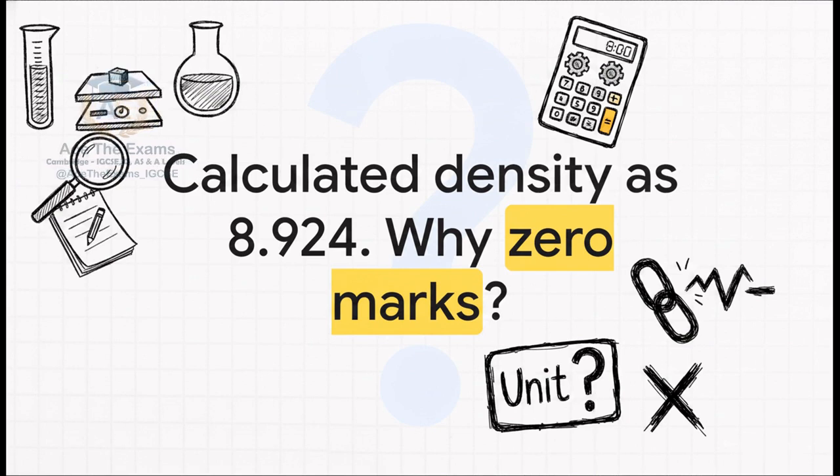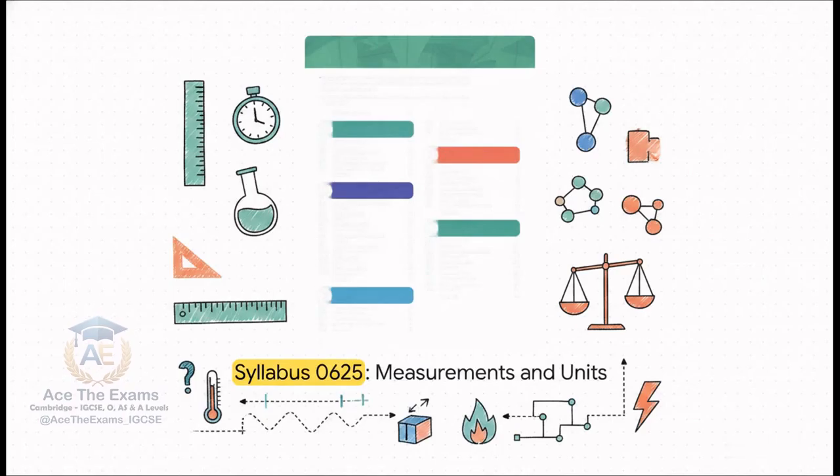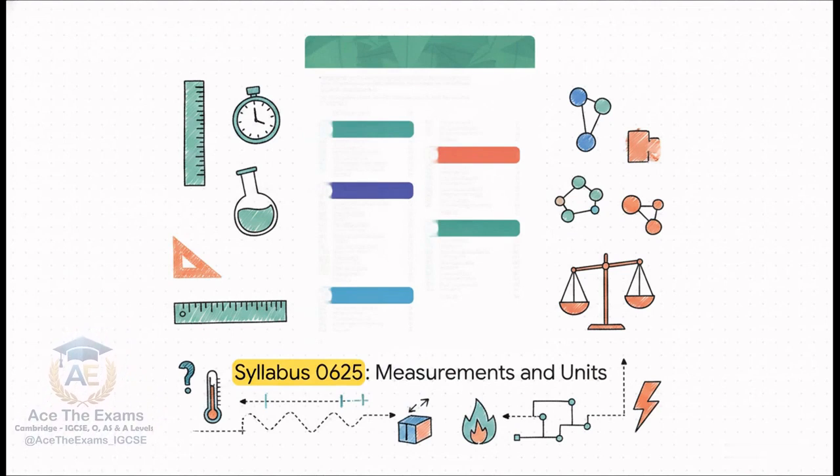Welcome to this explainer, where we're going to fix exactly that. Okay, let's dive into this. These crucial topics sit squarely within sections 1.1 to 1.6 of the broader Cambridge syllabus. We're talking numbers and units, measuring length and time, all the way through volume, mass, and density.